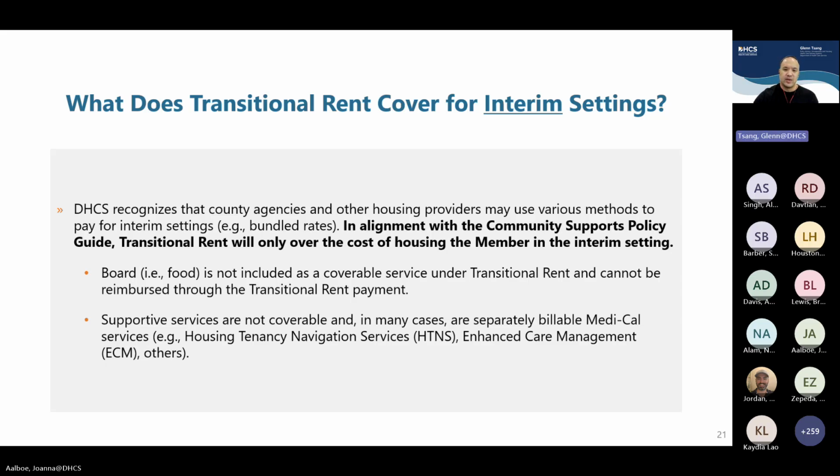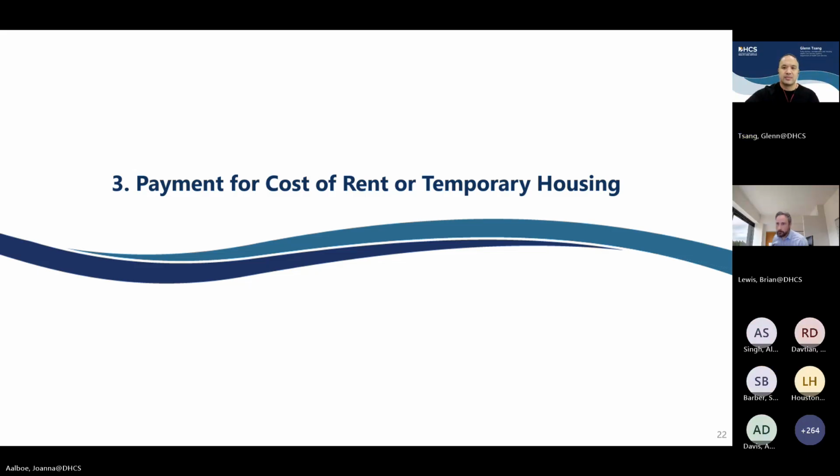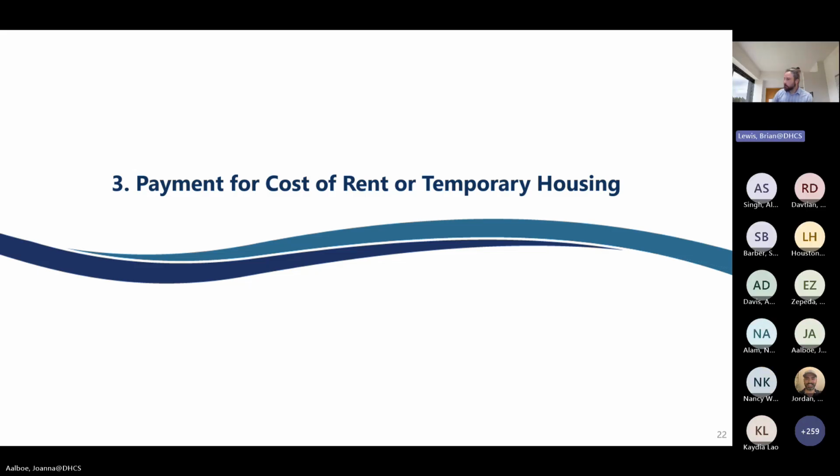All right, so it is with this overview of transitional rent that I'm now going to pass it to my colleague Brian Lewis to describe more about how payments for transitional rent should work. Thanks, Glenn. We received some notes that the Q&A is not working, so we're trying to address that and get that turned on before the end of the meeting so you all can submit your questions, but please be patient as we work to get that resolved.